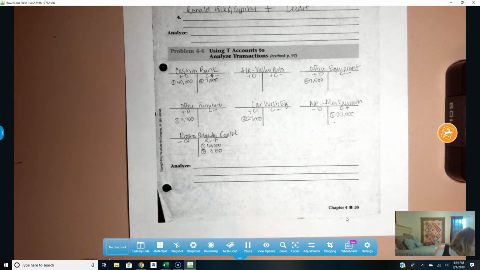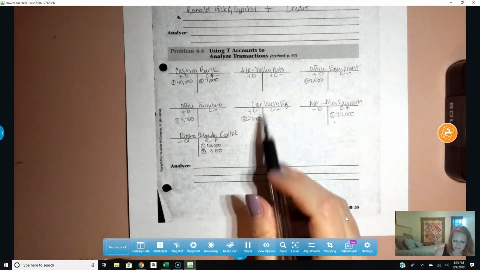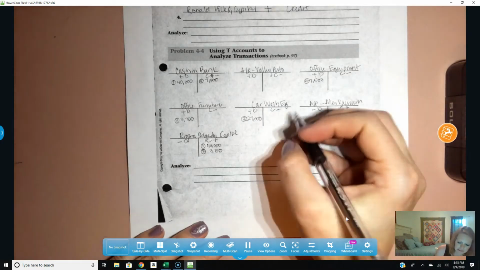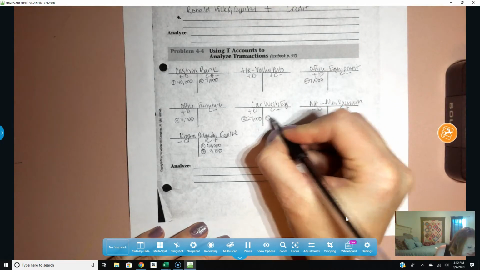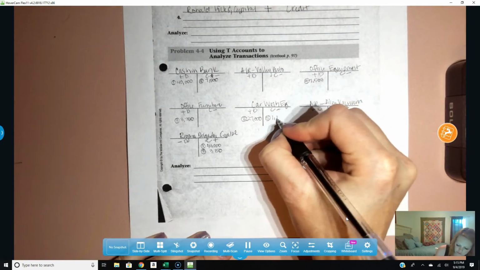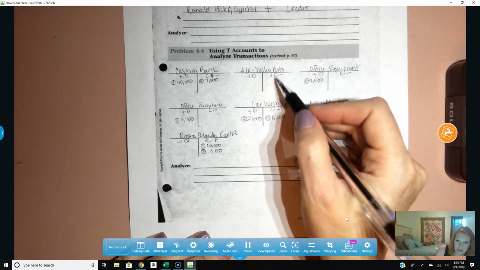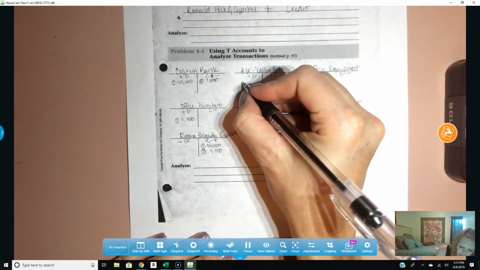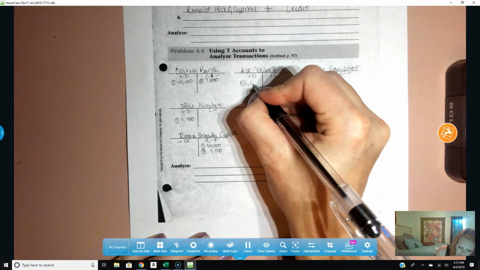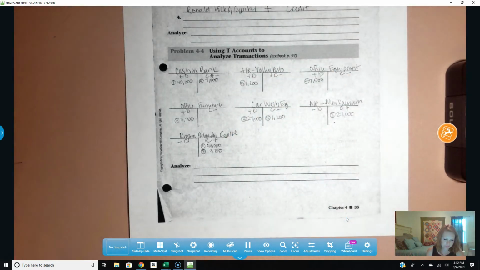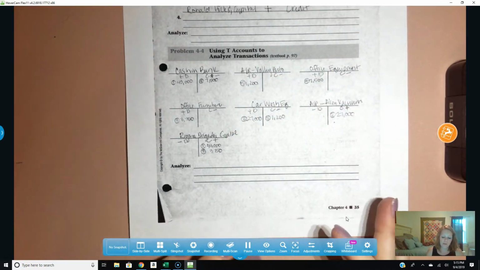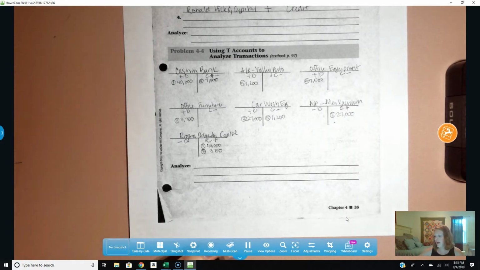Hot Suds Car Wash sold some surplus car washing equipment on account to Valley Auto for $1,200. So we got rid of car wash equipment. That's going to decrease by $1,200. And Valley Auto said, hey, we want that, but we'll pay you later for it. So $1,200.